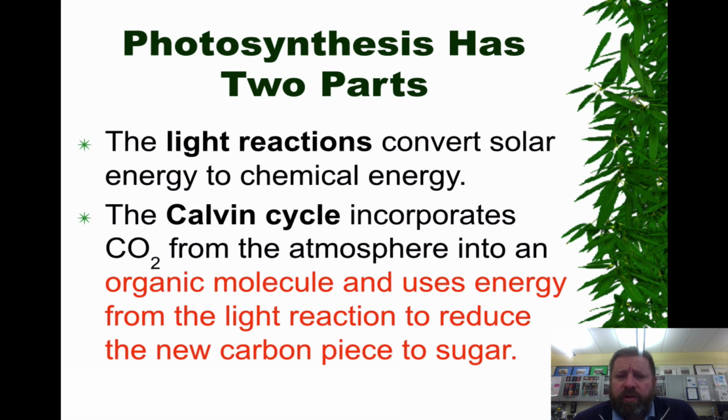So the two major parts of photosynthesis, obviously, are the light and dark reactions. The light reaction drives the dark reaction. They call it the light reaction because it can only happen when there's light energy available, whether it's from the sun or from artificial light sources, but it can only happen then.